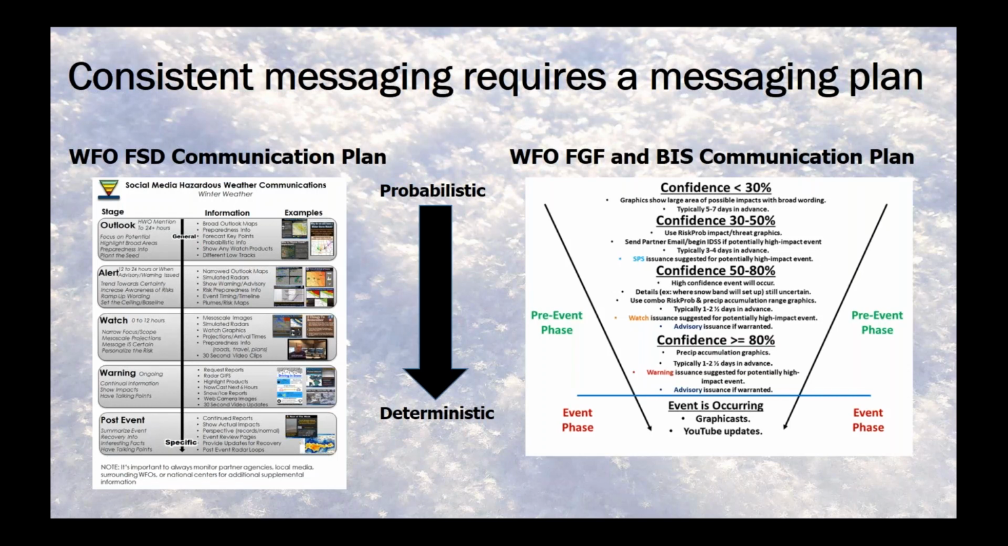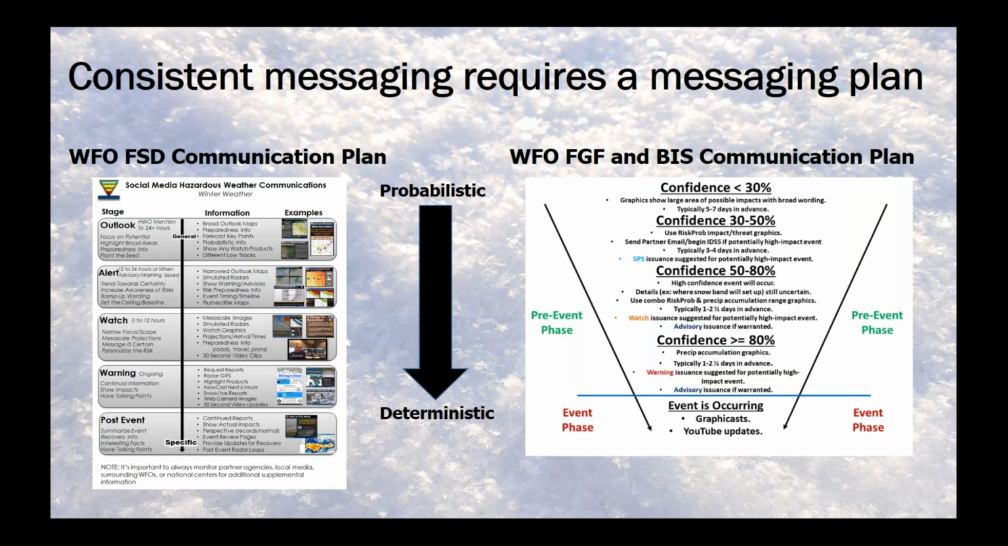And so we start off talking very probabilistically early in the event, when the storm is 2, 3, 4, 5 days out. Then as the storm gets closer, we begin to get more and more deterministic, so that by the time the storm's on us, we're talking about specific snowfall amounts, specific timing, and we have very little probabilistic information. So Grand Forks and Bismarck took this plan and said, well, instead of having time periods assigned to it, like 3 to 8, 48 hours or greater for outlook, etc., why don't we assign it by confidence?